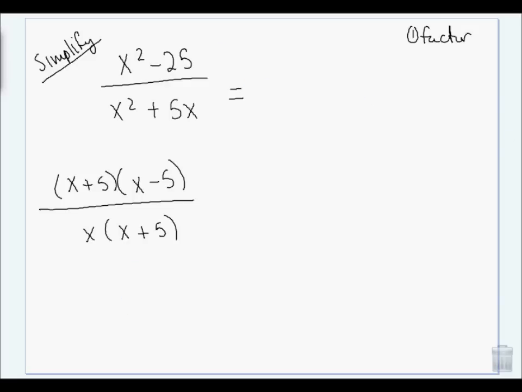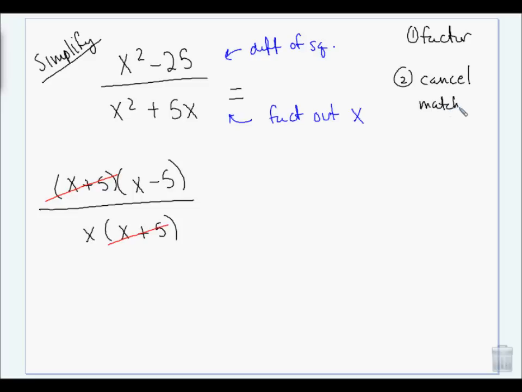So our numerator was the difference of squares. Our denominator, I can factor out an x. Okay, and then I look for matching. x plus 5 and x plus 5 match, so I can cancel those. So that's step 2. And then I just write down whatever's left.